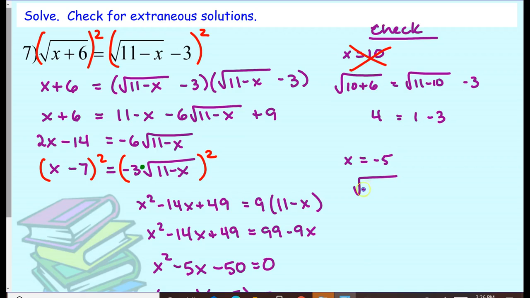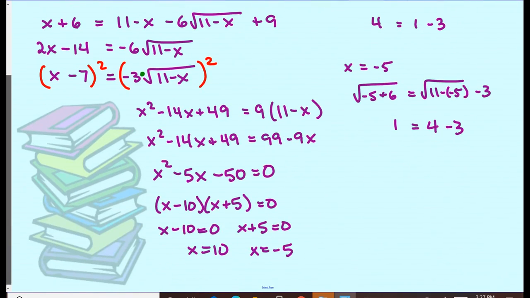Now let's try x equals negative 5. So we have the square root of negative 5 plus 6 and the square root of 11 minus negative 5, minus 3. So that would be the square root of 1, which is 1, and the square root of 16, which is 4. 4 minus 3 is 1. So yes, that works. So negative 5 works, and 10 was extraneous.